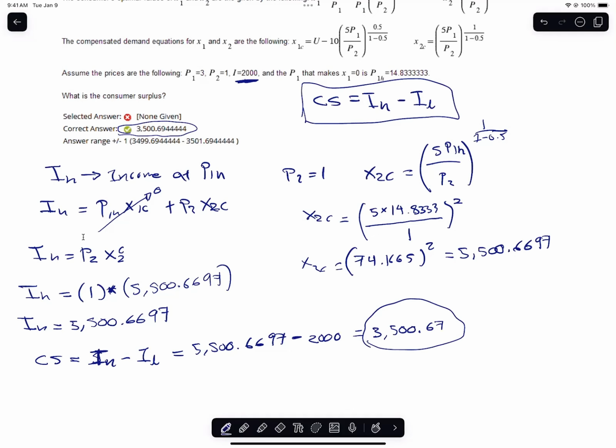Questions on this? So this is how you get it. I guess this is a little bit easier than the income and substitution effect, I feel like. But two things to remember. This is the equation. For this problem, this is the equation that you're looking for to get the consumer surplus. Okay, so remember, this is the one that you want.